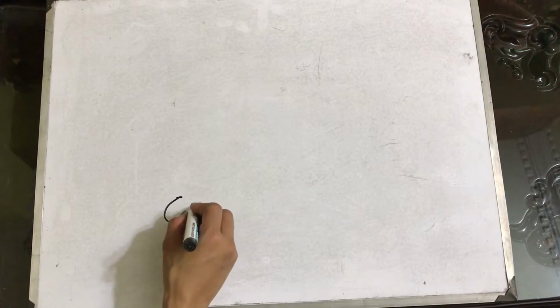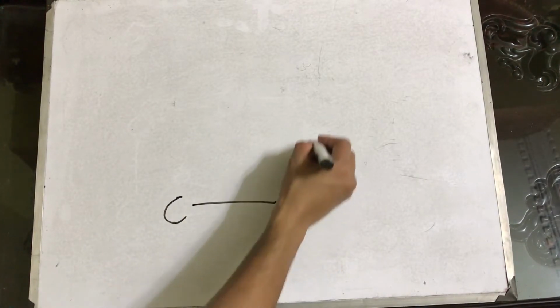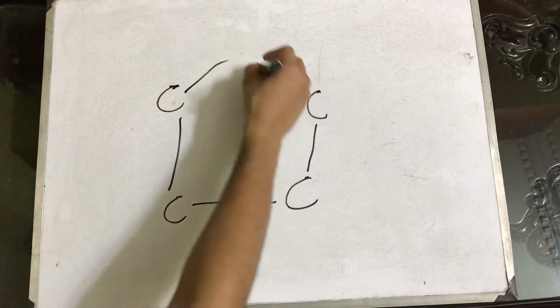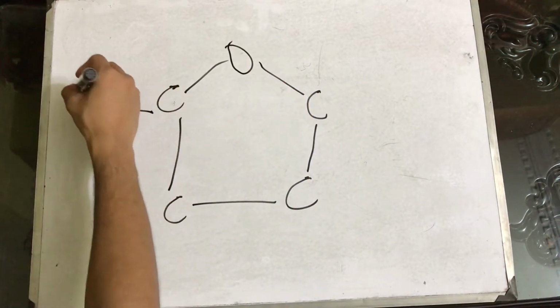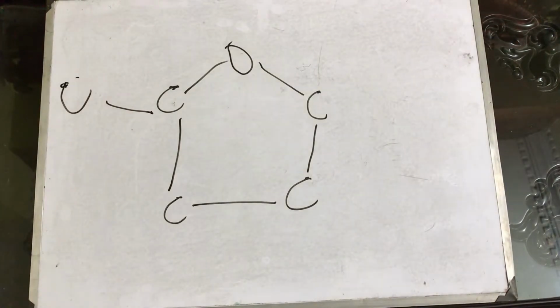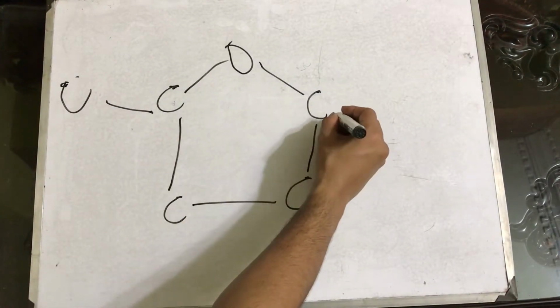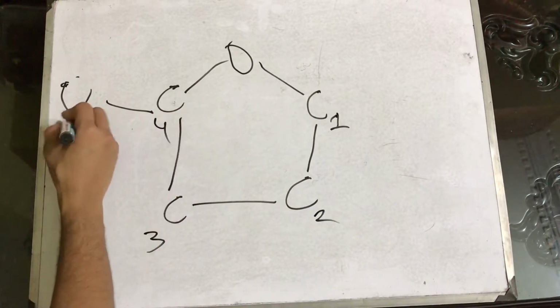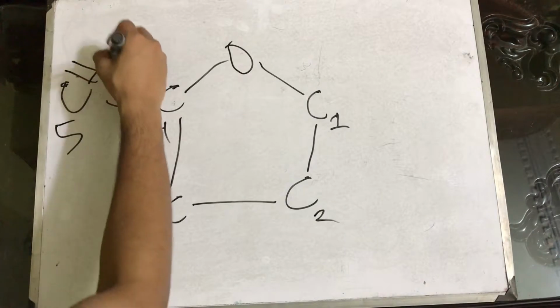Okay, so let me show you the structure of the sugar, ribose, a pentose sugar. It contains 5 carbon atoms: 1, 2, 3, 4. This is an oxygen, and number 5. We need to know the numbering of the carbon atoms. This is number 1, number 2, number 3, number 4, and number 5. CH2OH.